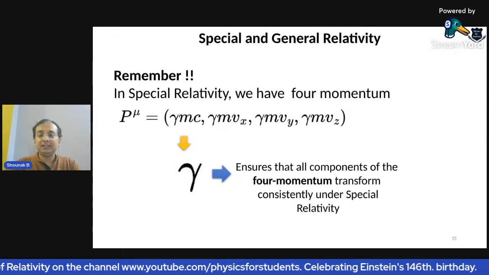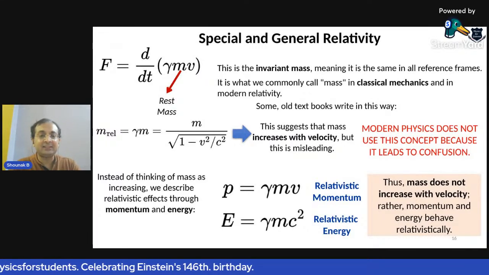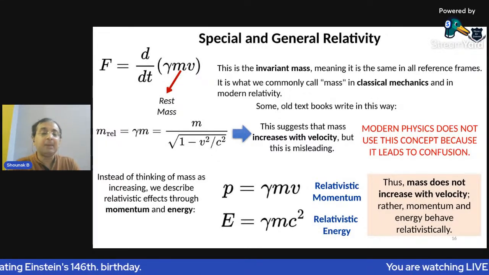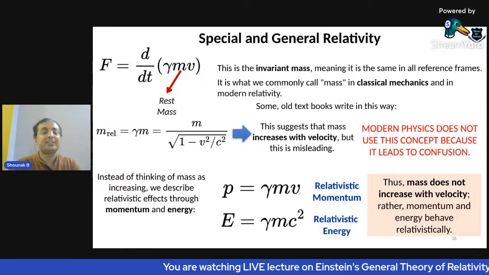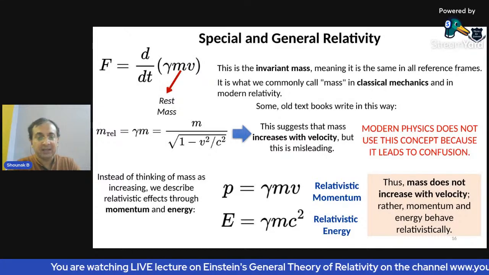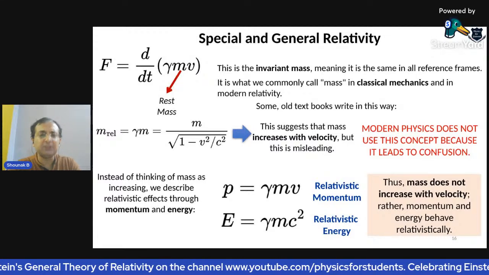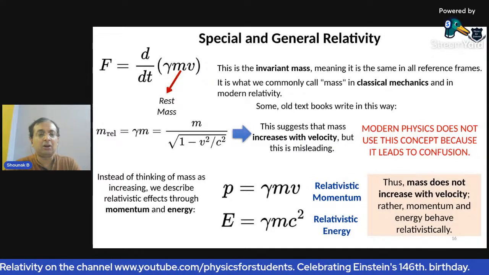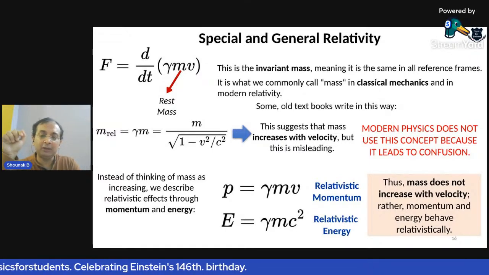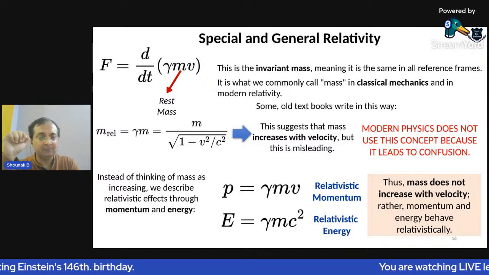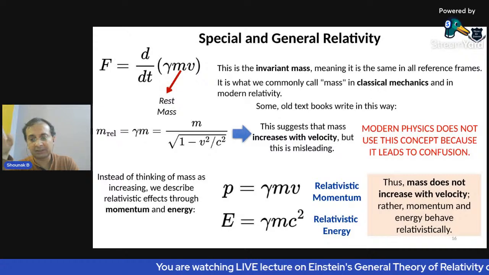Now here is something where most of the students make a mistake. Now here you can see that this m is the rest mass. But remember, nowadays in modern physics, we don't talk of rest mass or relativistic mass. We say that this is an invariant mass, and it is the same in all frames of reference, which is commonly called mass. Whenever we talk of mass, we mean rest mass or classical mass. Now, some of the old relativity textbooks will write it like this: m_rel, meaning relativistic mass, equals gamma times m, which is the constant mass.